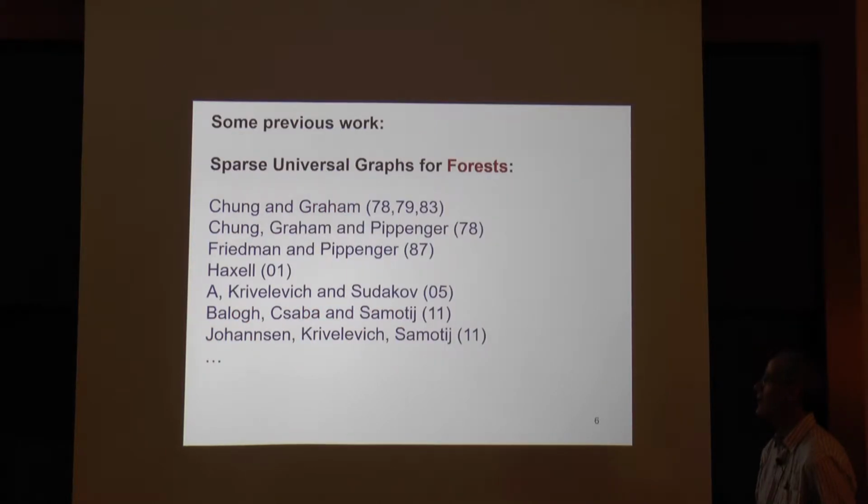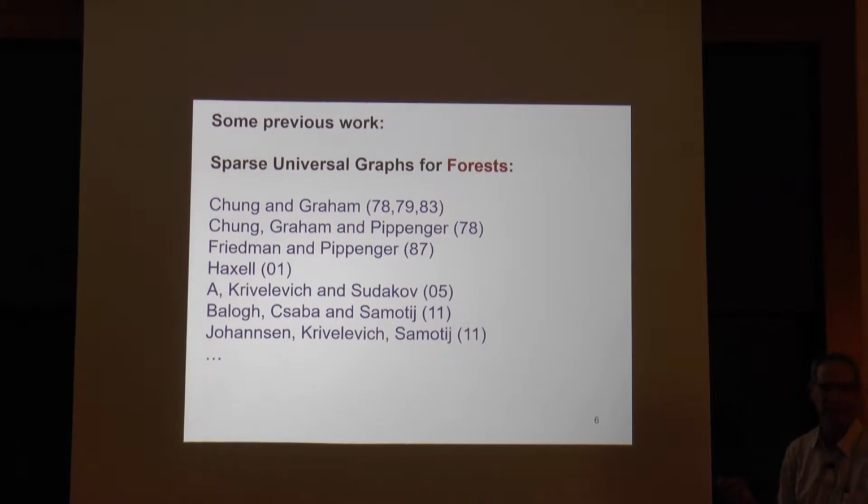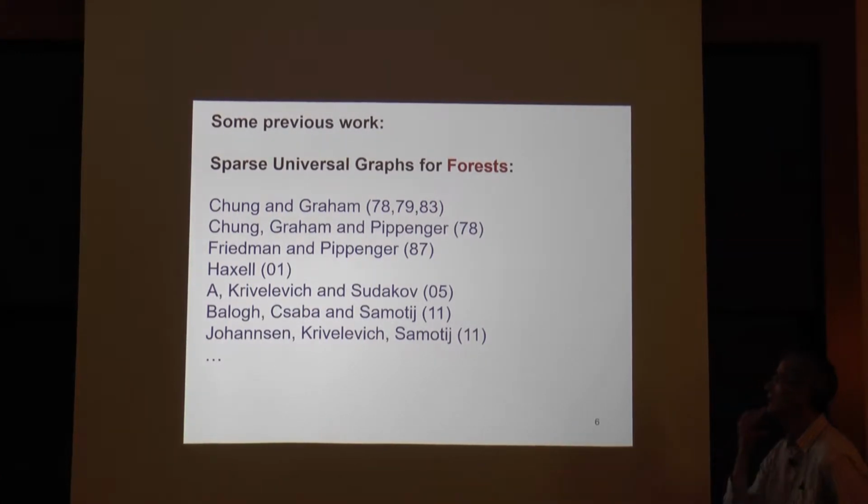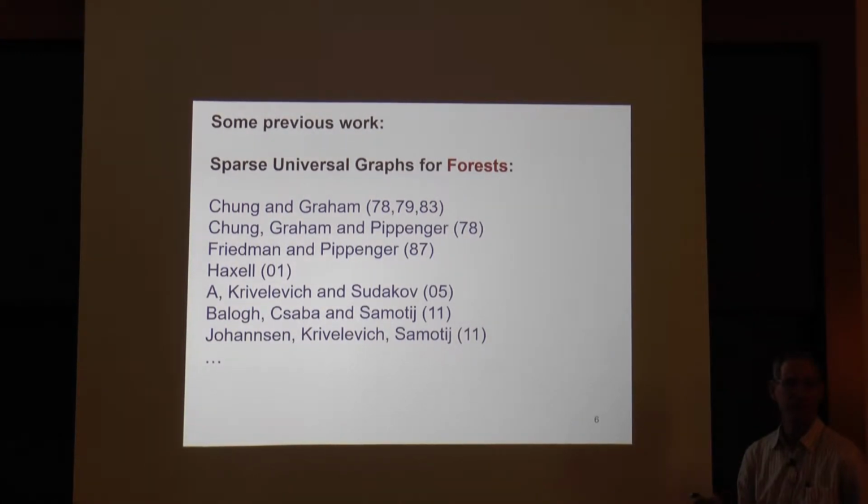Okay, so I listed here some partial list of previous work, and there are lots of papers about sparse universal graphs for forests. We want a graph without too many edges that contains all the forests with at most k vertices, or all the bounded degree forests with at most k vertices, and again, this is just a partial list.